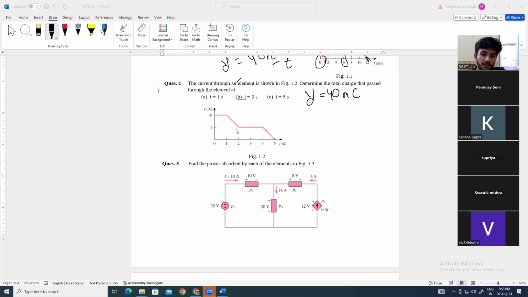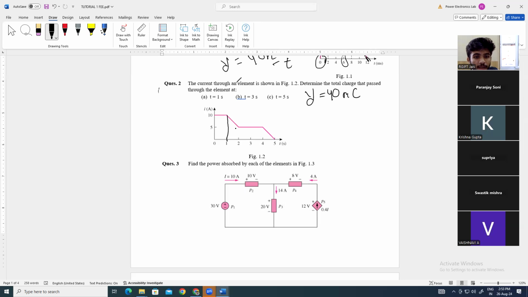So the difference between the last and the current question is, in the last question they were giving a particular point and asking what the charge was at that point. So you just had to find the y value at this point. But now they are asking the total charge that has passed through the element. So we have to actually find the area under the curve from 0 to t, whatever t they have given. So from 0 to 1, you have to find the area under this particular curve.